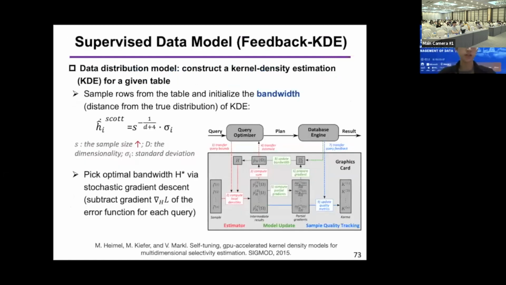So the first challenge is how to select a powerful distribution model that can work for so many rows in the same table. One work uses a kernel density-based estimator for this problem. They first sample some rows from the table and initialize the bandwidth of the kernel density estimator. And then it picks the optimal bandwidth via stochastic gradient descent.